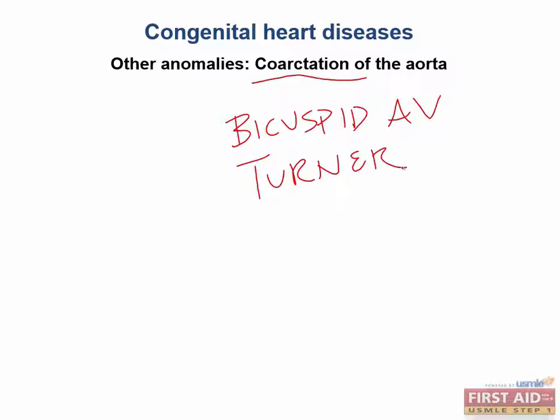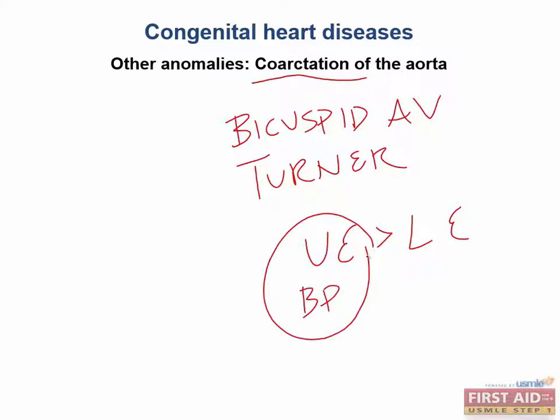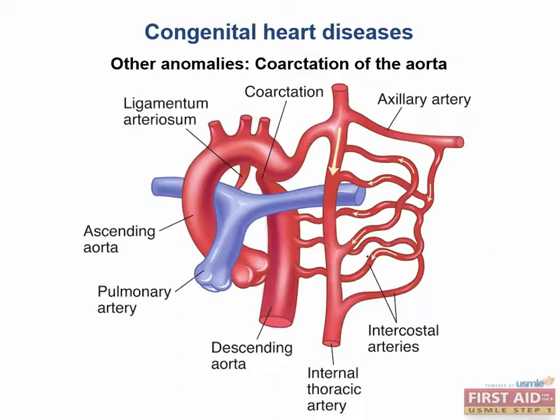So expect a vignette describing a girl with Turner syndrome in addition to physical exam findings of higher pressures in the upper extremities compared to the blood pressure recordings in the legs. So the upper extremity will have much higher blood pressures. Now you might also be asked about the collateral circulation used to get around this coarctation or congenital narrowing of the aorta. This image is going to be key in helping us understand what we're talking about.